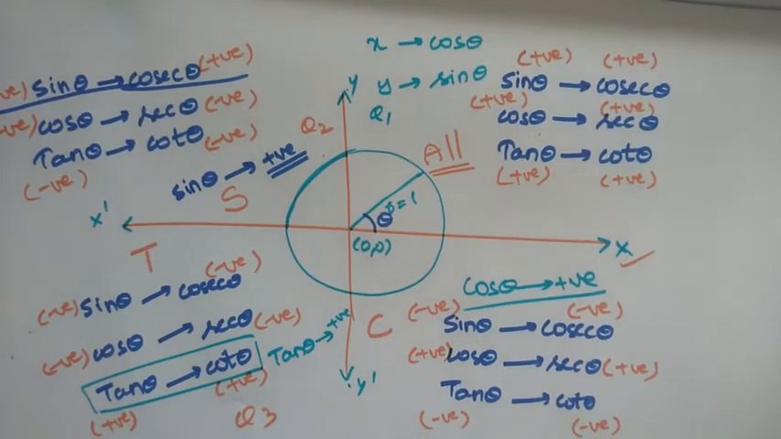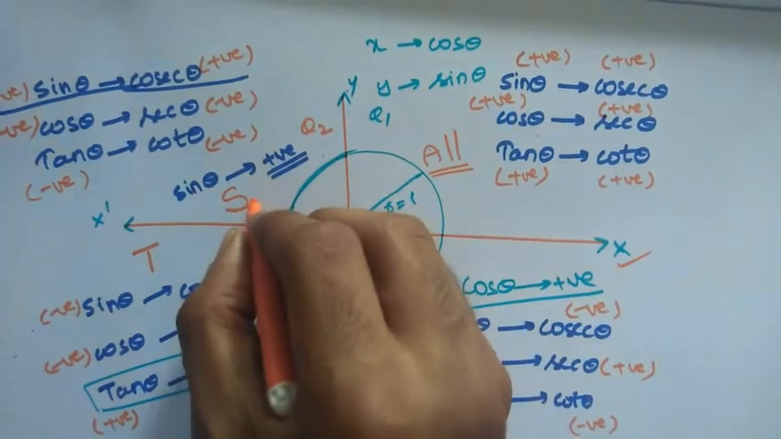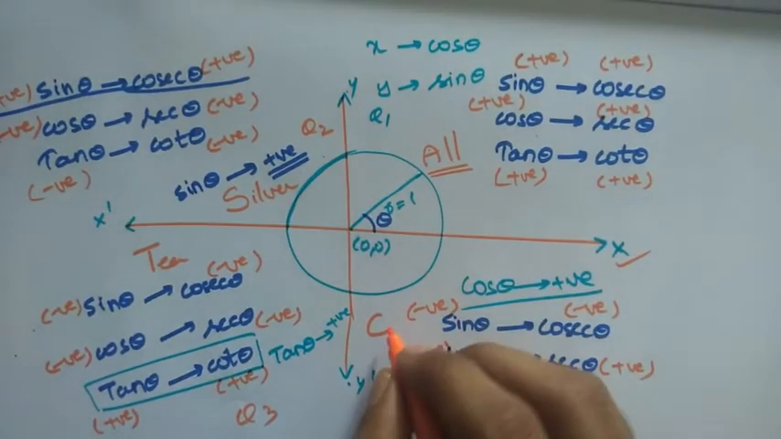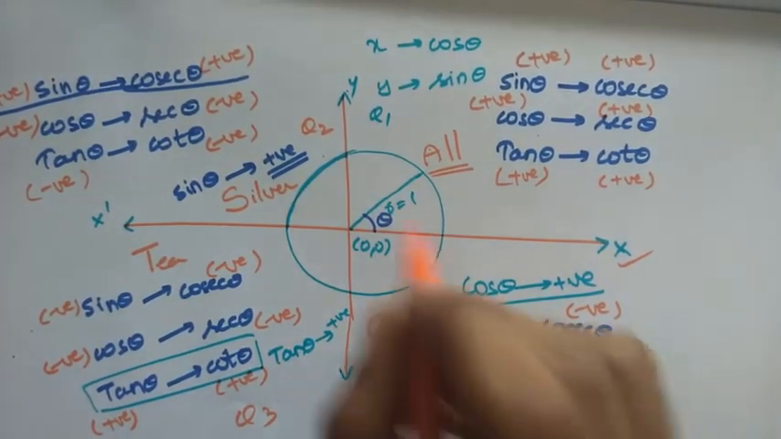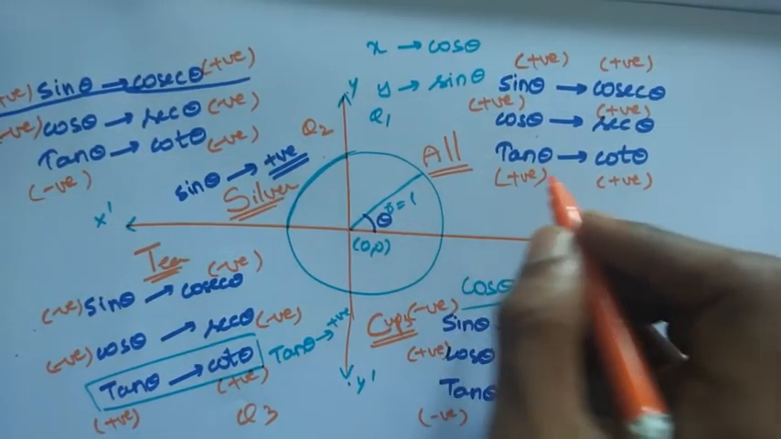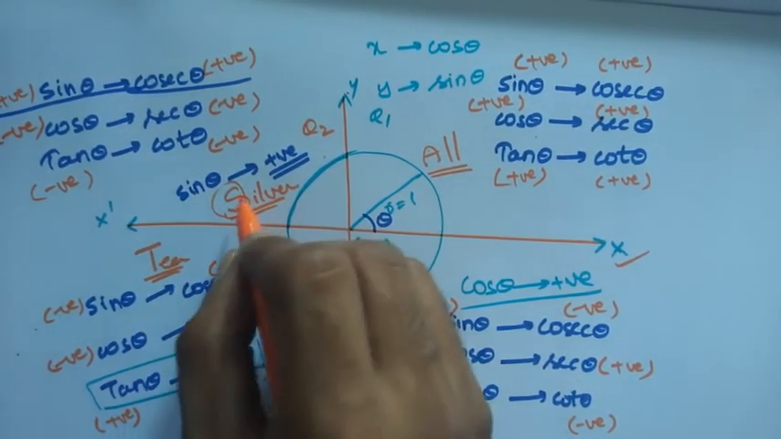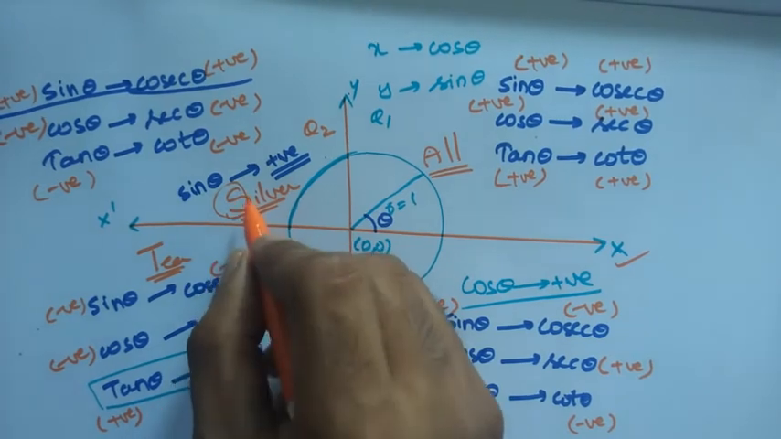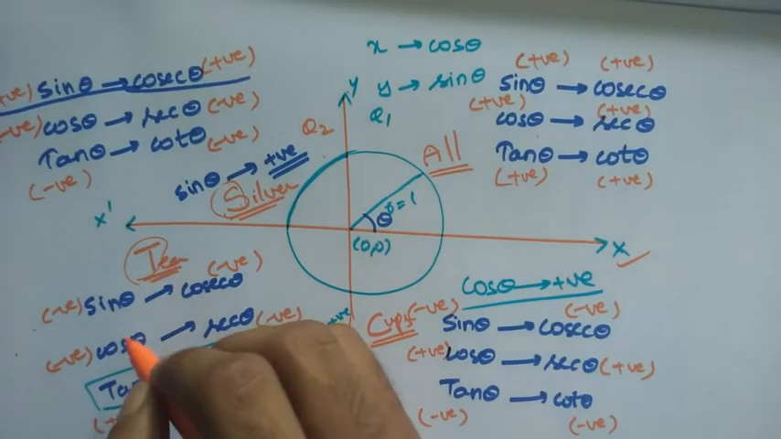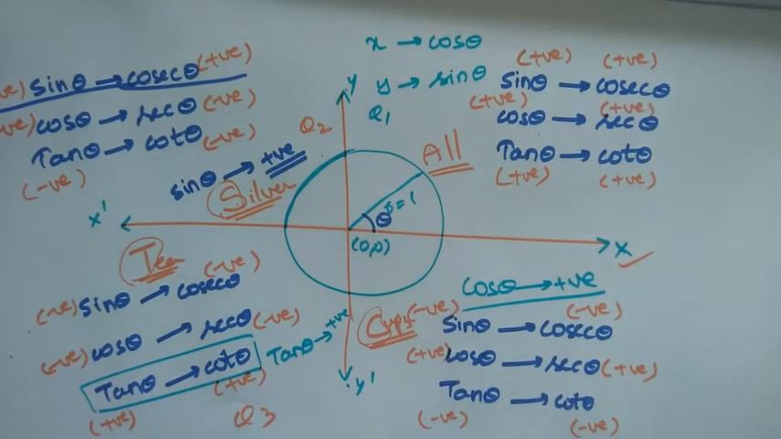Okay, remember this. So how to remember this is: All Silver Tea Cups. This is an easy way to remember. So if you remember this, it will be easier. So All, that means all trigonometric ratios are positive. So Silver, that means see the first letter, S: sine and its reciprocal are positive in this quadrant. So T, the first letter, stands for tan theta and its reciprocal cot theta, and C here stands for cos theta and its reciprocal secant theta.